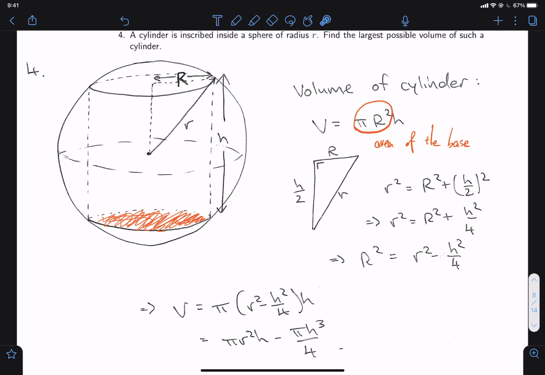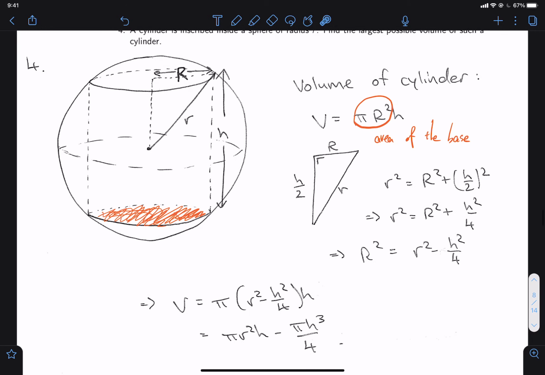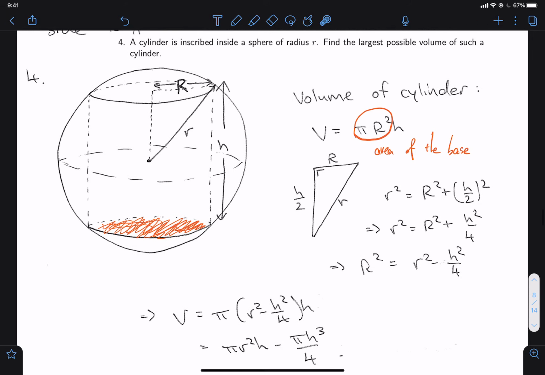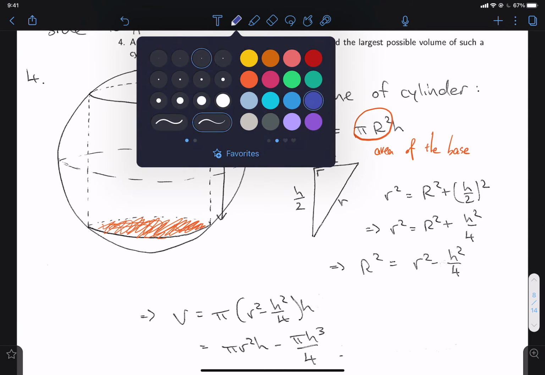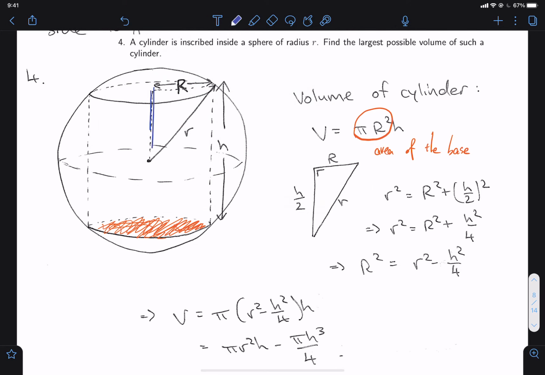So same as before, when we have two variables, we will need to eliminate one of them, right? So we're going to find the relation between the variable R and variable h. So we start here by looking at this triangle, this right triangle right here. That is this guy here, this triangle.